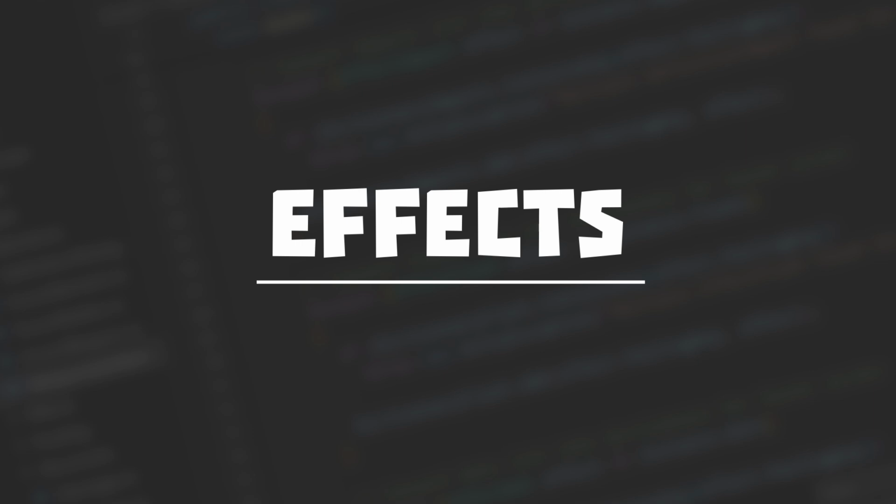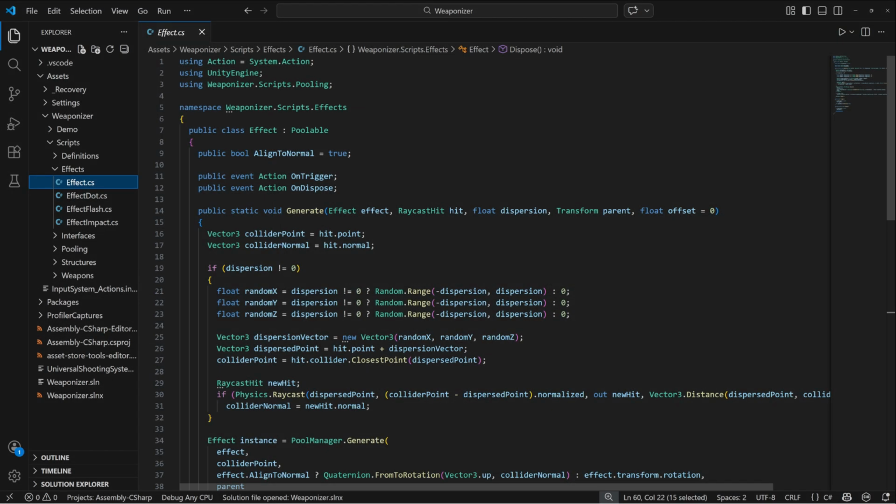Okay, almost there. Now come the visual effect based classes that extend Pullable. Some effects, like impact, must align to the mesh normal in order to display correctly. But some others, like flames for burning effect, always point up to the sky. This boolean helps handle both cases. We then have some callback actions.